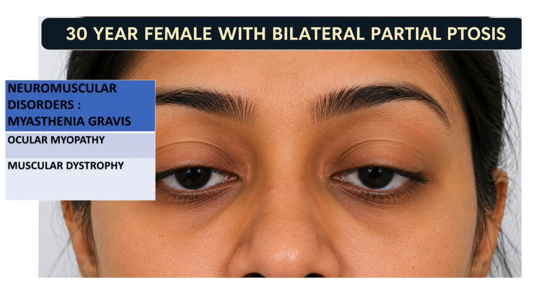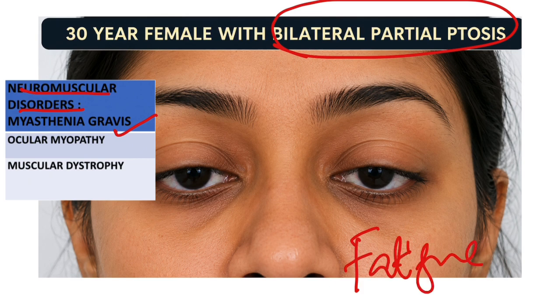Now what are the causes for bilateral partial ptosis? The first and foremost is neuromuscular disorders, that is Myasthenia Gravis. The characteristic feature of ptosis in Myasthenia Gravis is fatigability. So the ptosis is better early in the morning, and as the day progresses, because of the activity, there is fatigue and the ptosis worsens. That is called fatigability. The other causes of bilateral partial ptosis are ocular myopathies and muscular dystrophies.